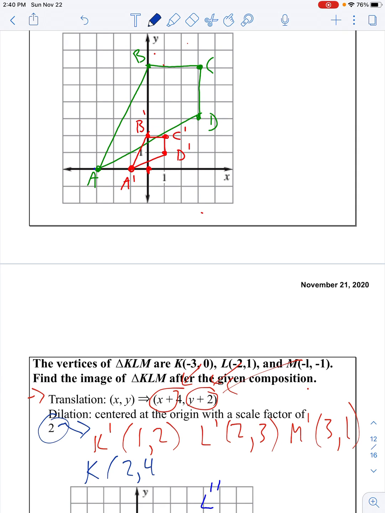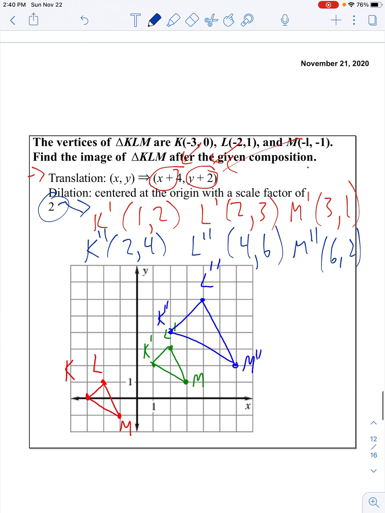So we get 2, 4 for K double prime, for L double prime we get 4, 6, and for M double prime we get 6, 2. And there you see we go from our original, do our first transformation, and then we get our second transformation after it.